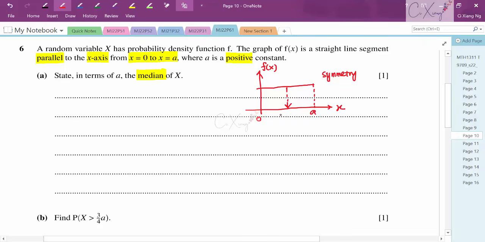All right, so where's the median here? Since you are having from 0 until a, therefore the median should be a over 2, which is in the center. So we can just list out the value where the median is equal to a over 2. This is how we get a median by using some very basic idea. Okay, then now we proceed further.